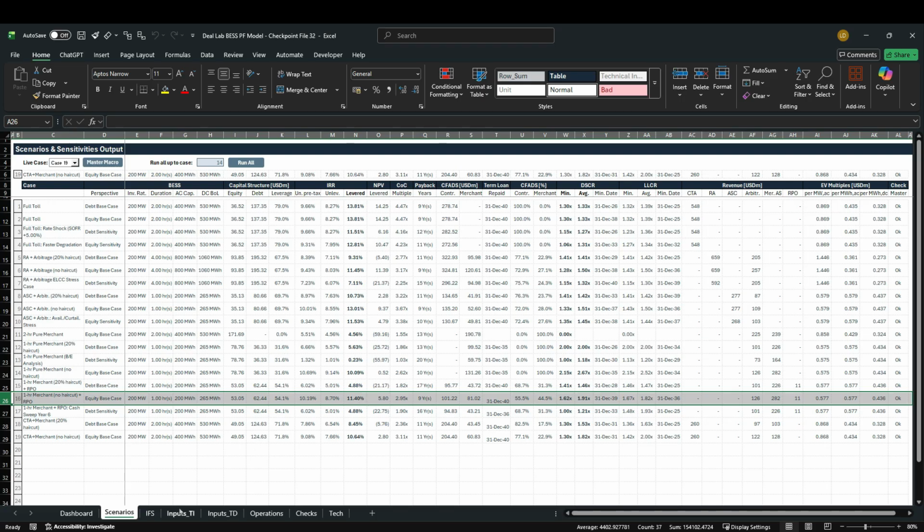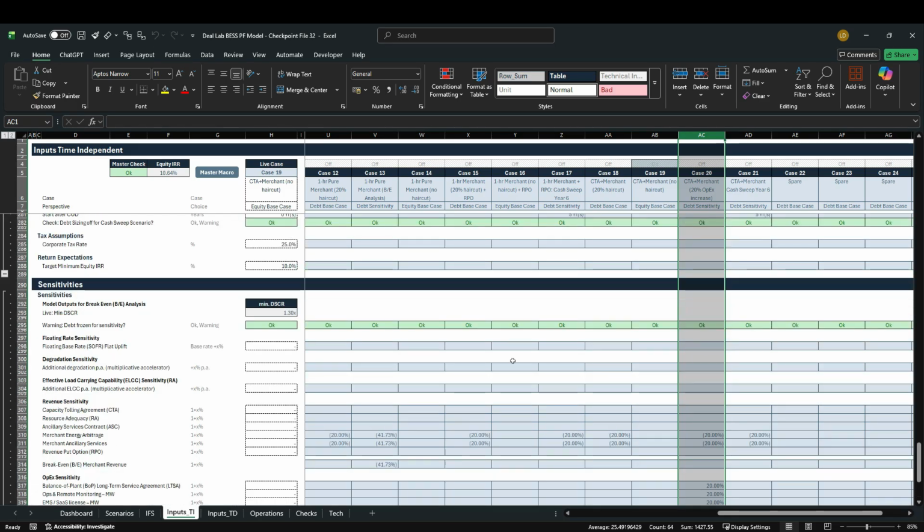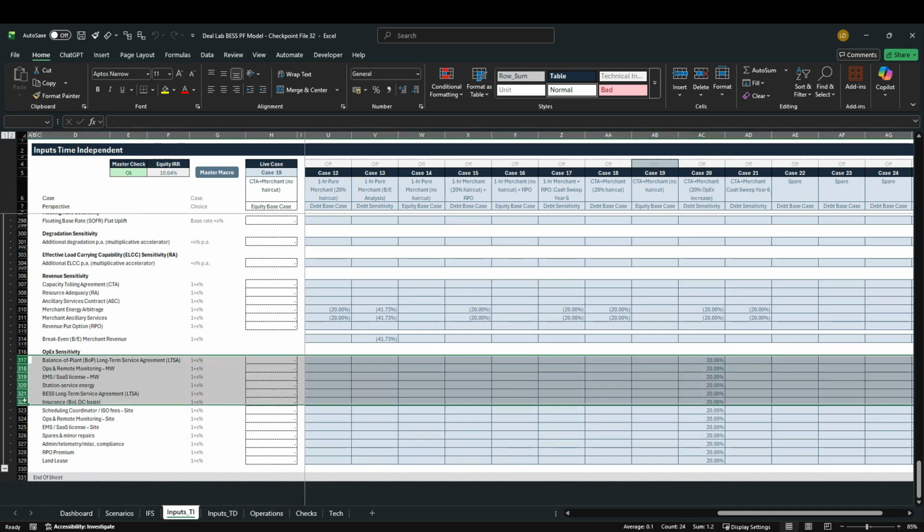Then let's move back over to the inputs time independent sheet, and we can run our final 2 sensitivities. Now for our first sensitivity, we will increase OpEx by 20%, and that sensitivity is allowed right here under our OpEx sensitivity, where we can essentially uplift all OpEx by 20%, and we can do so individually for each line item. So that allows for maximum flexibility for sensitivity testing.